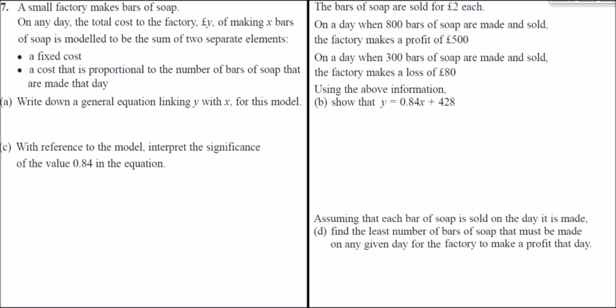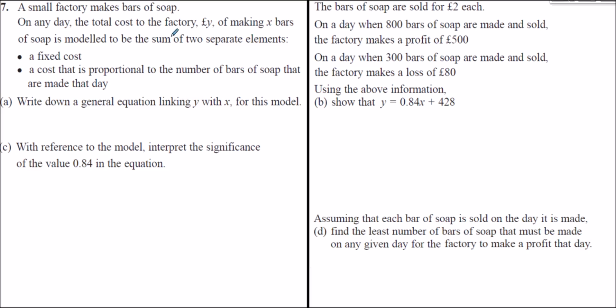Question 7 is about a small factory that's making bars of soap. So for this one, on any day, the total cost to the factory, Y pounds, of making X bars of soap is modelled to be the sum of 2 separate elements, a fixed cost and also a cost which is proportional to the number of bars of soap that are made on that particular day. Write down a general equation linking Y with X for this model.